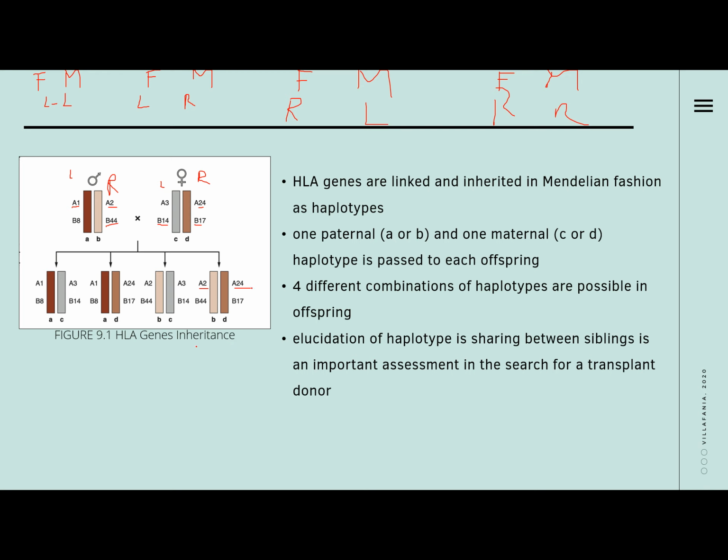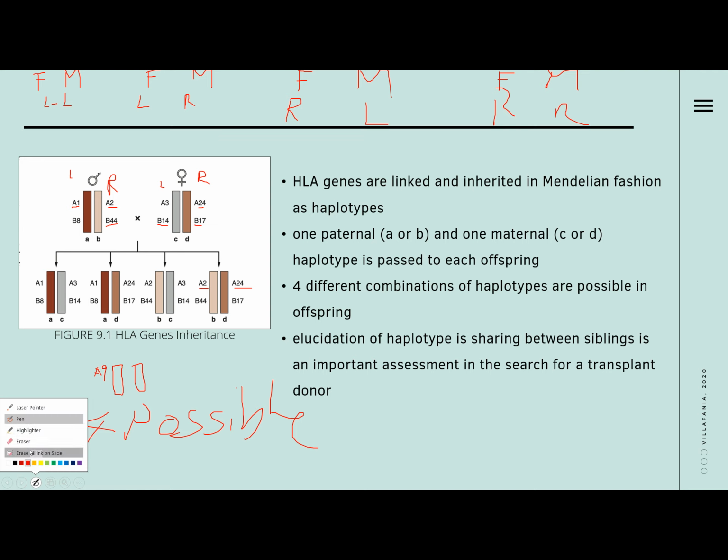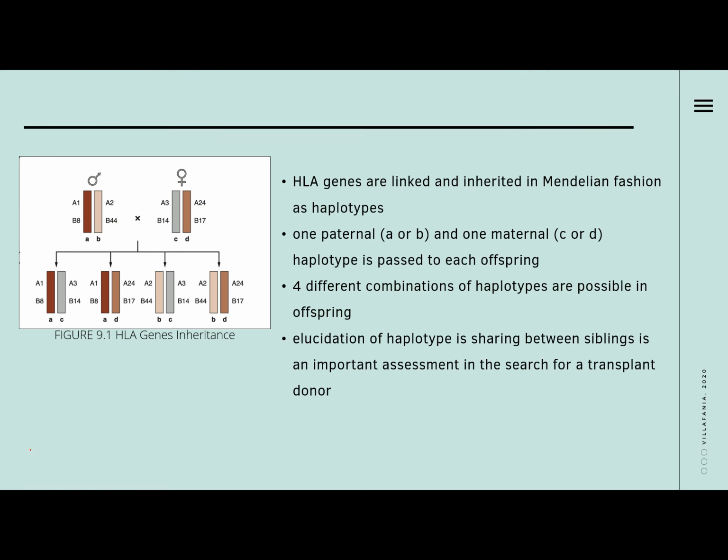If you have a question in the quiz, class, wherein I'm going to show you a picture, with genes like A9, what would be the four possible combinations? You would use this guide. Just remember: left, left, left, right, right, left, right, right. So, try to review this again.